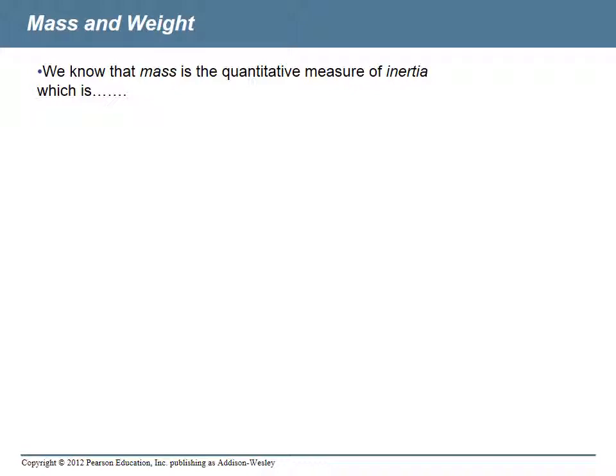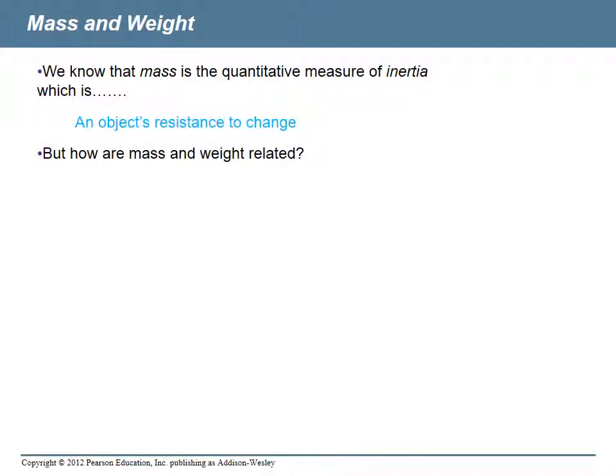So I talked about weight a little bit, but I haven't actually given a formal definition of it yet. So let's run through that now. We know that mass is a quantitative measure of inertia, right? And inertia is an object's resistance to change. But how is mass related to weight? How are mass and weight related?